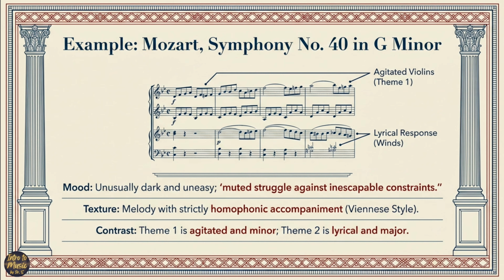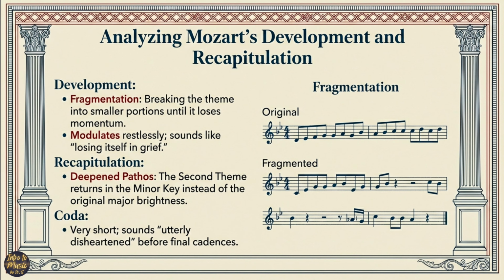A perfect example of this is Mozart's Symphony No. 40 in G minor. Unlike many classical works, this piece is dark and uneasy, suggesting a struggle against constraints. The first theme has a unique, nervous energy. In the development section, Mozart takes that tender theme and fragments it, breaking it into smaller and smaller pieces until it seems to lose itself in grief.